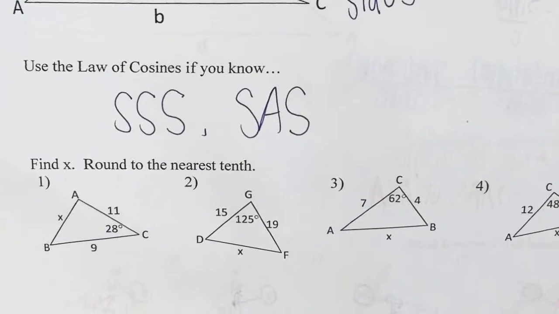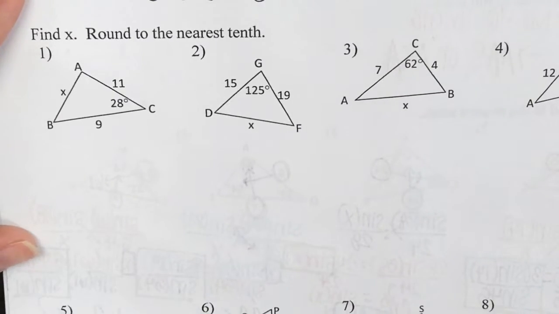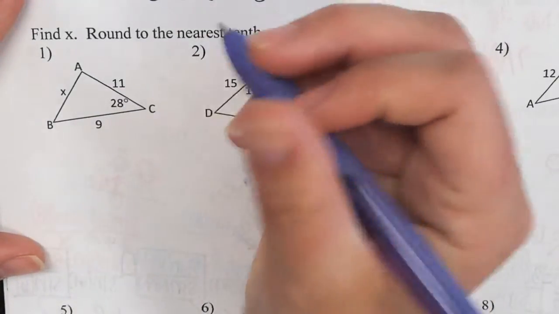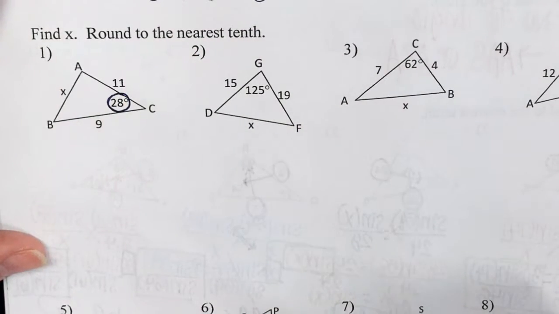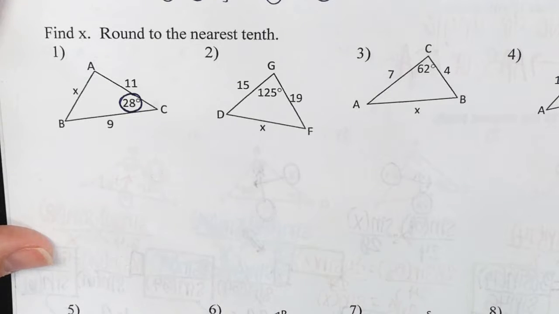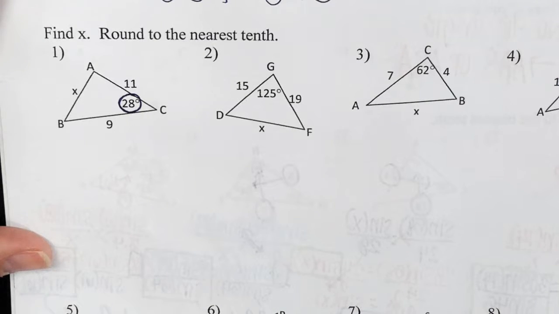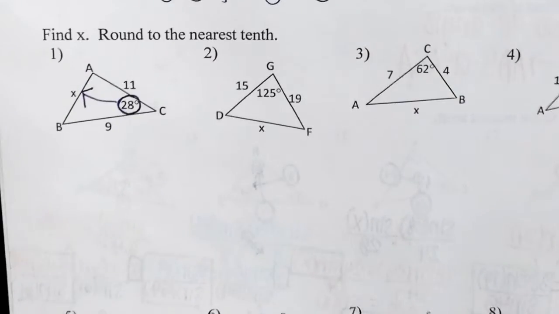Okay, so the best way to learn this is just to practice it. On number 1, go ahead and circle your angle. What pair goes with 28? What side goes with 28? X. So draw an arrow. That's your pair. X and 28 are your one pair for this problem.